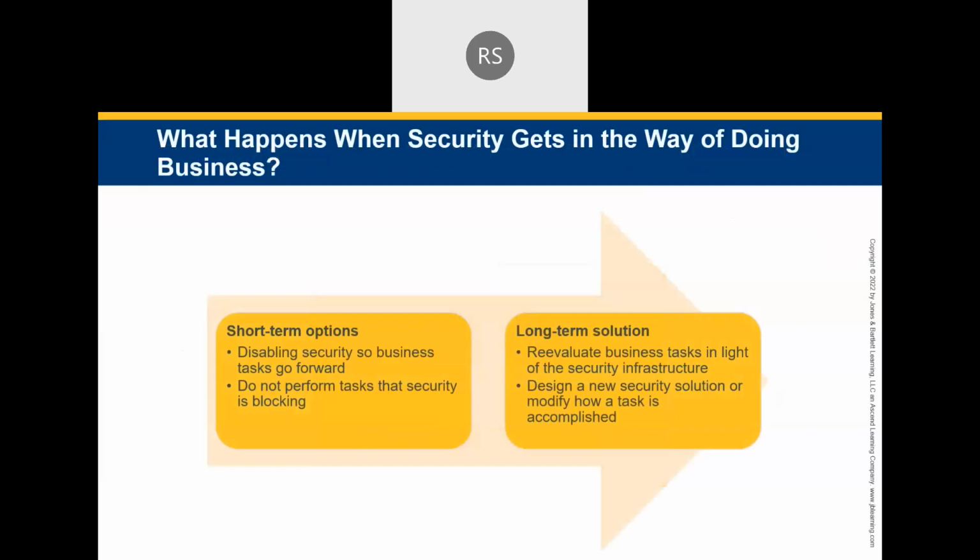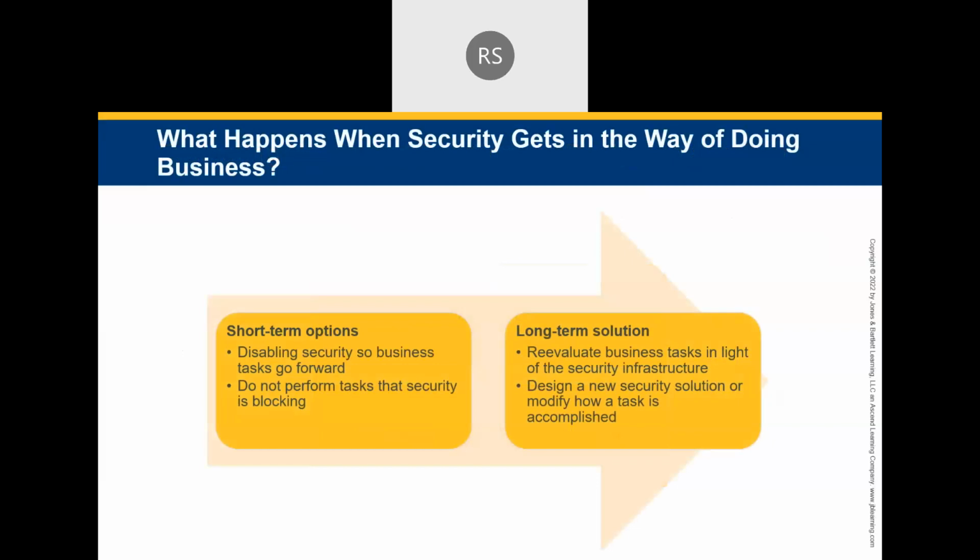So what happens when the security gets in the way of doing business? You have to find that fine balance. So when this happens, the security measures obstruct business operations. Organizations face decisions on how to proceed. So some short-term options and long-term solutions are available.